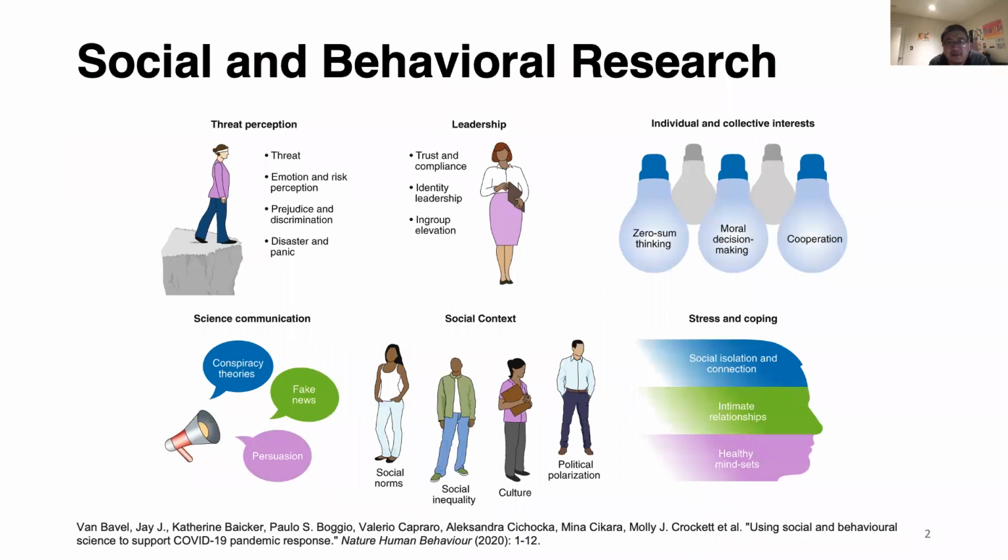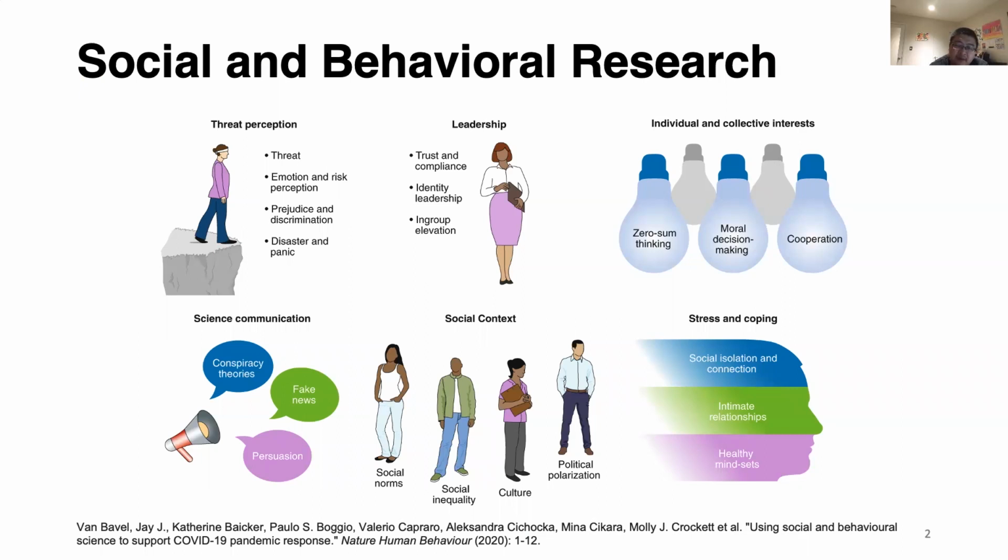This is an infographic showing a selection of topics from social and behavioral research relevant during a pandemic. Topics covered in this figure include threat perception, social context, science communication, individual and collective interests, leadership, and stress and coping. This figure is from the Nature Human Behaviour journal, and we're going to touch on some of the topics in this part.